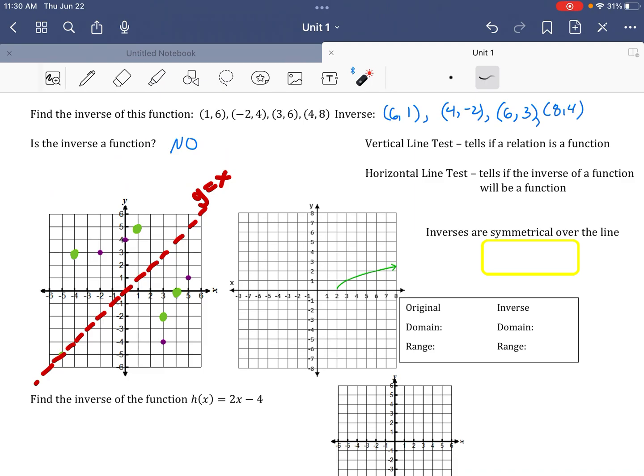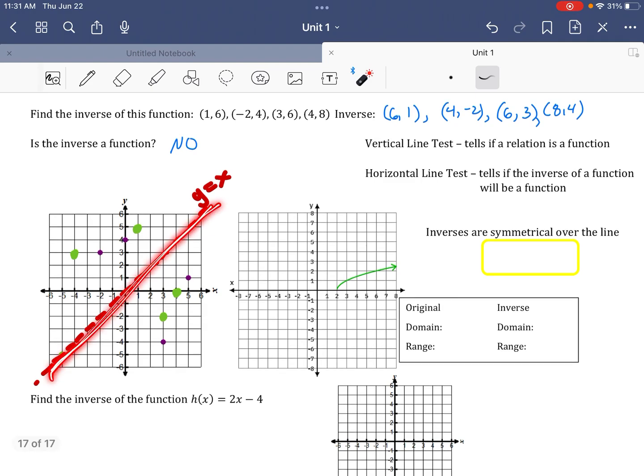That line right there cuts this graph in half. Notice how this purple point and that green point are across that line from each other. This green point and that purple point are reflected over that line. If you fold your paper from here to there, they reflect onto each other. So inverses are symmetrical over this line.